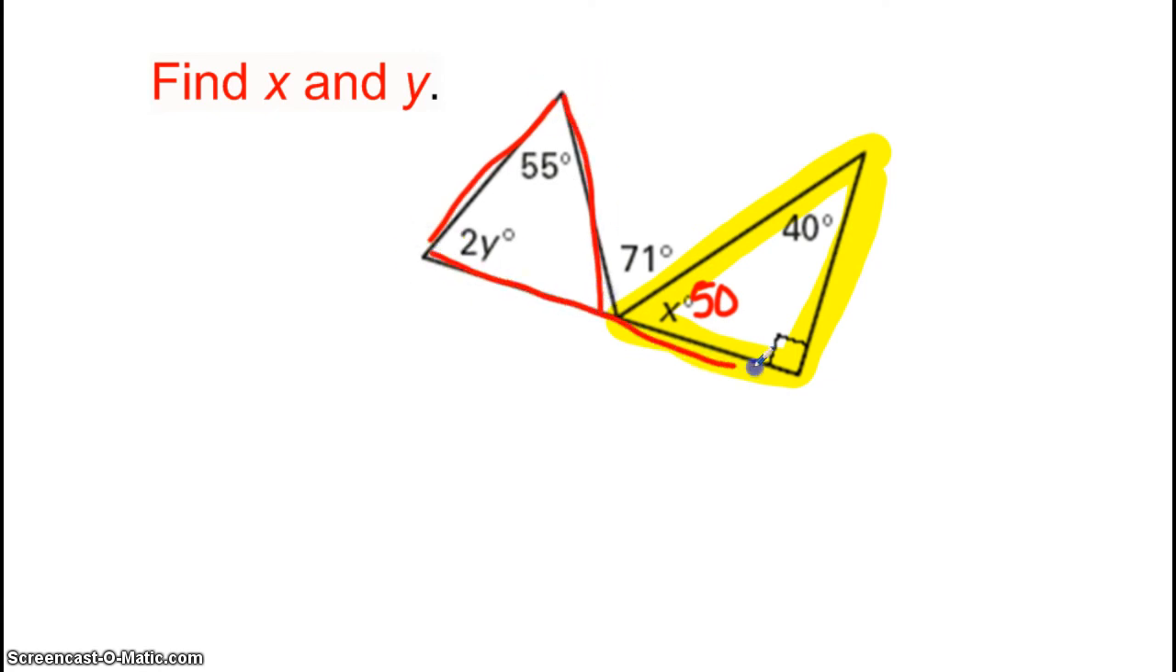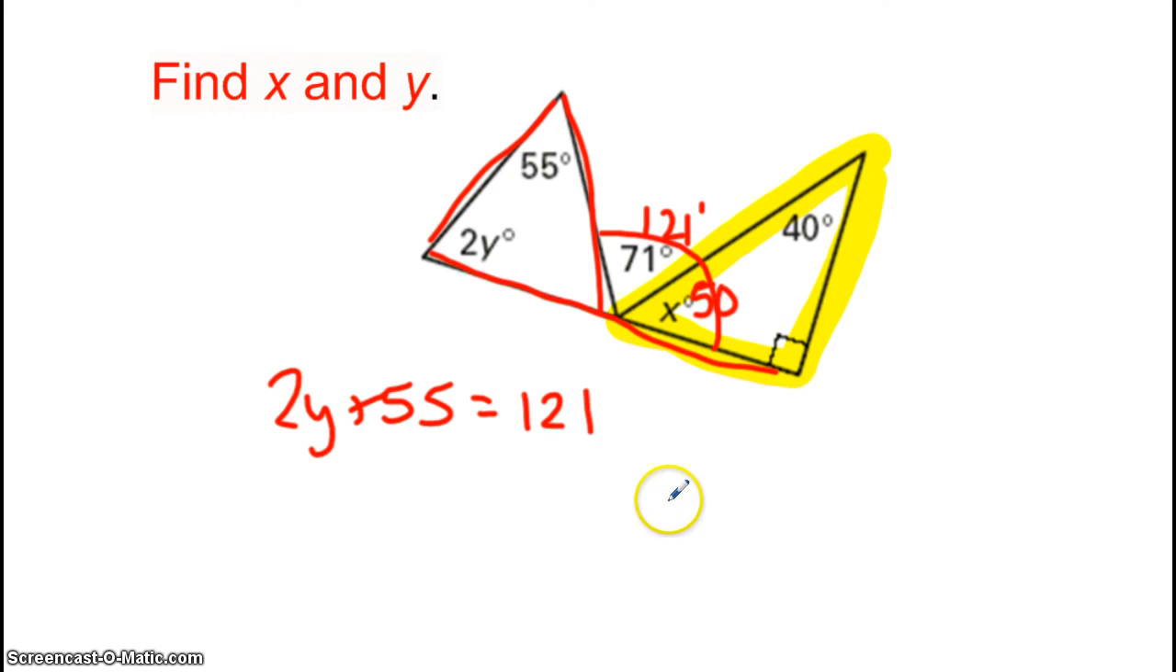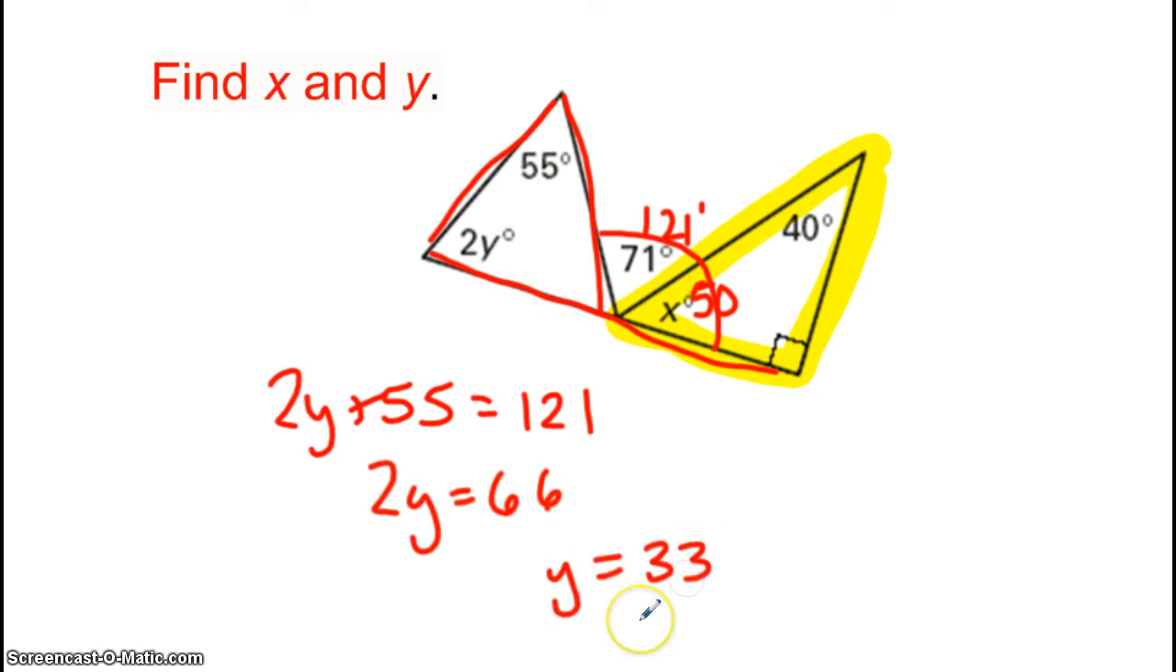If I extend this one side of the triangle and I get my exterior angle, this exterior angle is 121 degrees. That means that 2y plus 55 equals 121 degrees, right? Because that's what the exterior angle theorem states: the two non-adjacent interior angles equal the sum of that exterior angle. So we would get 2y is equal to 66, so y equals 33.